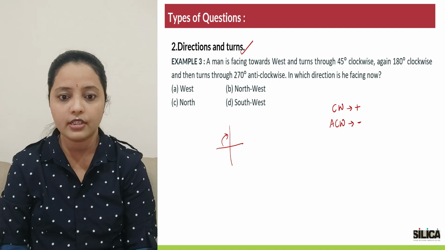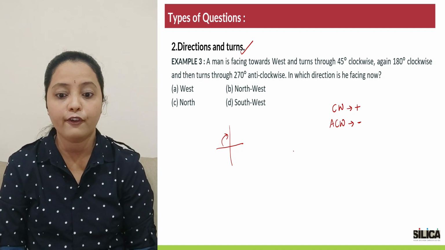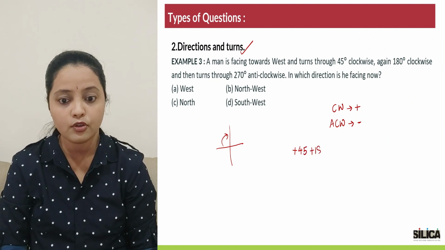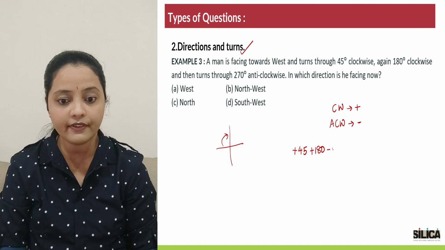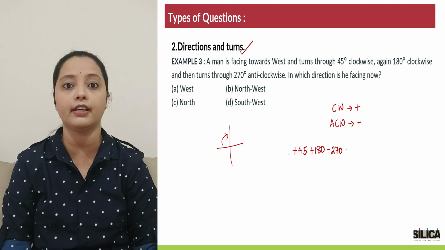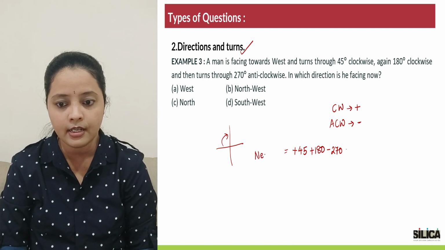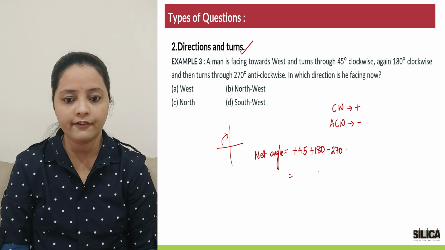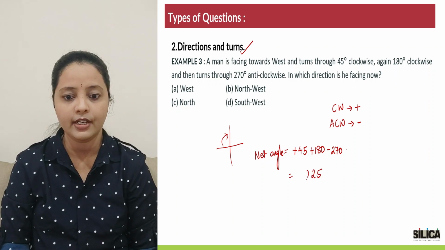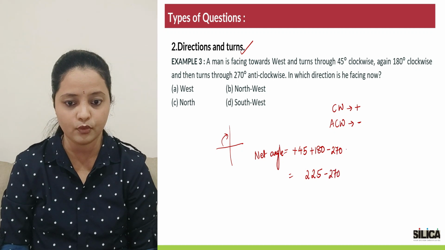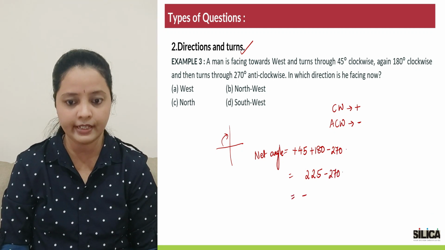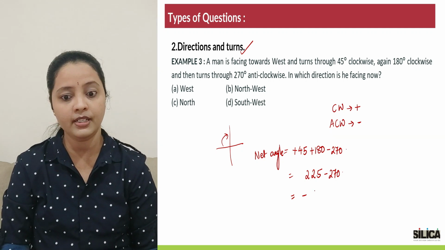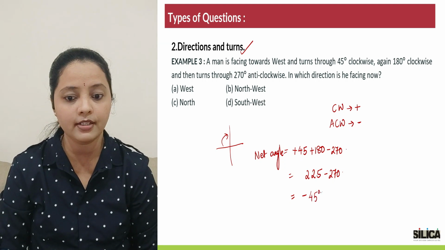So let's see what happens. They say the person is traveling 45 degrees clockwise, so plus 45 degrees, then 180 degrees clockwise, so plus 180 degrees, and then 270 degrees anti-clockwise, so minus 270 degrees. So let's add and subtract this. This is the net angle that I'm going to get. So how much is it? 45 and 180 if we add, 5, 8 and 4 is 12, and carry 1, that is 225, minus 270. So the difference will have a negative sign because 270 is the larger term, and 270 minus 225 gives us minus 45 degrees.